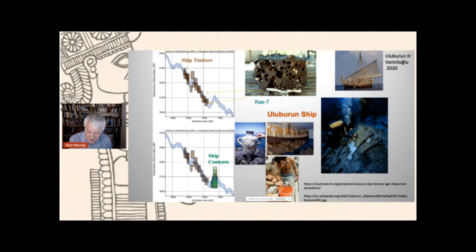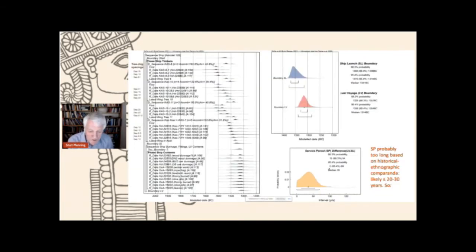Shipwrecks are such a case. The Uluburun shipwreck, for example, combining tree ring sequence wiggle match dating on some of the ship timbers and dating of shorter and short-lived material from the ship's contents, necessarily after the ship timbers, places the date of the ship's last voyage quite specifically. So on the left-hand side, you can see the fit of the wood in the brown and the contents in green against the calibration curve. We can estimate the terminus post quem from the ship launch, from the timbers, and then for the last voyage or the wrecking event from the contents, and even query the amount of time in between.